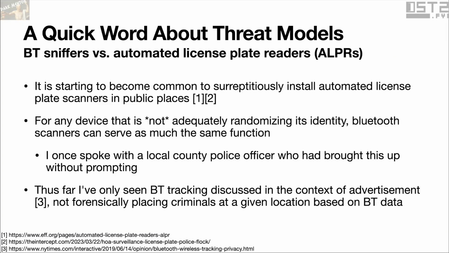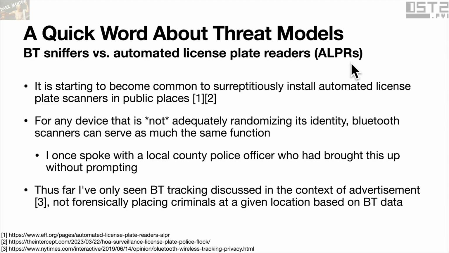So I've talked a little bit about tracking people via their watches or their cars, and I think there's an important analogy to be made here. It's becoming very common to use things like automated license plate readers to see when and where people are going. Whenever someone is carrying a Bluetooth device that is not actually randomizing its identity, then a Bluetooth scanner can serve much the same purpose as an ALPR.